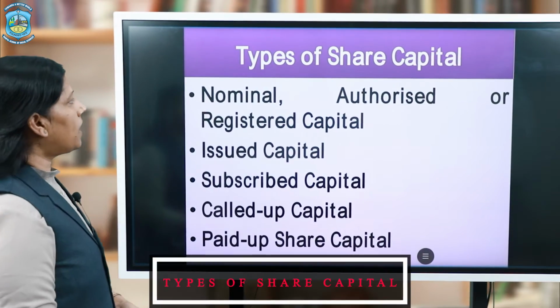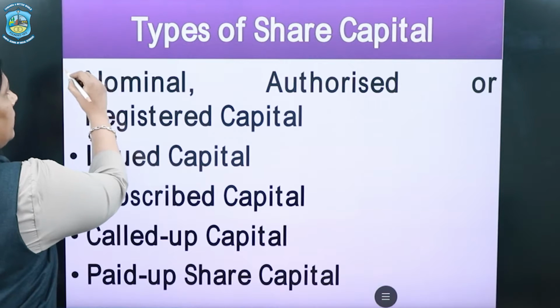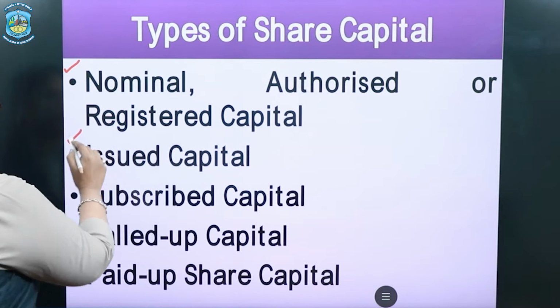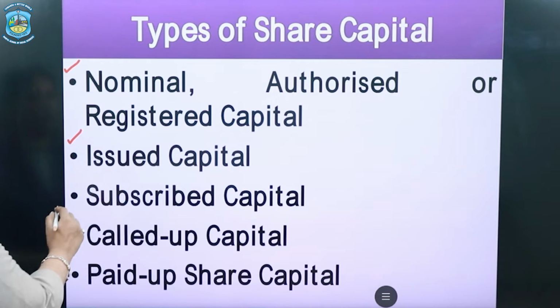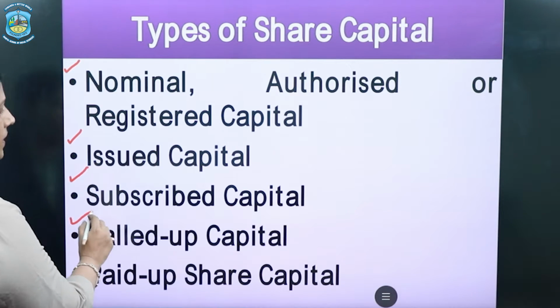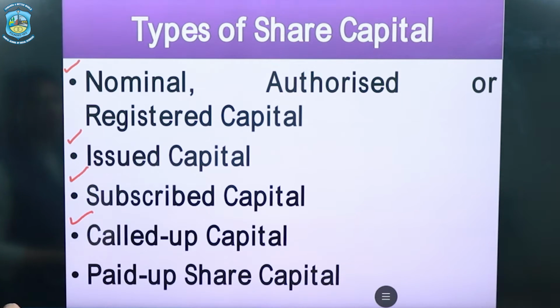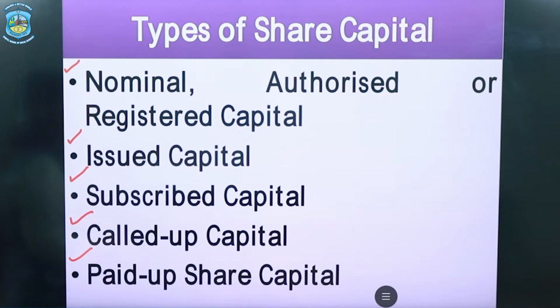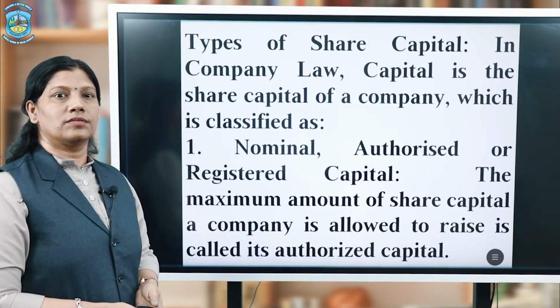The types of share capital are nominal, authorized or registered capital. Another one is issued capital. The third type is subscribed capital. The fourth type of capital that a joint stock company has is called up capital, and the fifth type is paid up share capital.